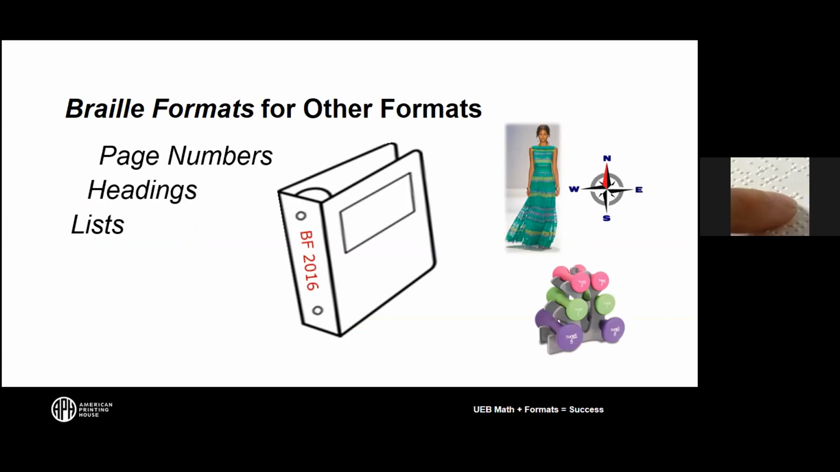Headings, lists, tables, boxes. We don't have UEB math specific instructions or guidelines for any of these things. We follow Braille Formats 2016 for illustrations and where they get placed, and also tactographic guidelines, so on and so forth. For everything else, Braille Formats 2016 really is probably our most useful formatting reference.